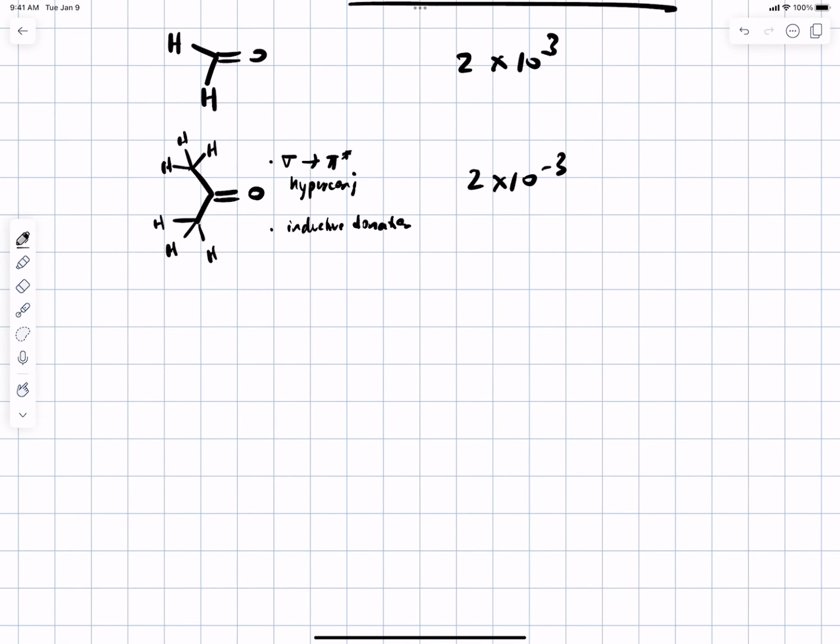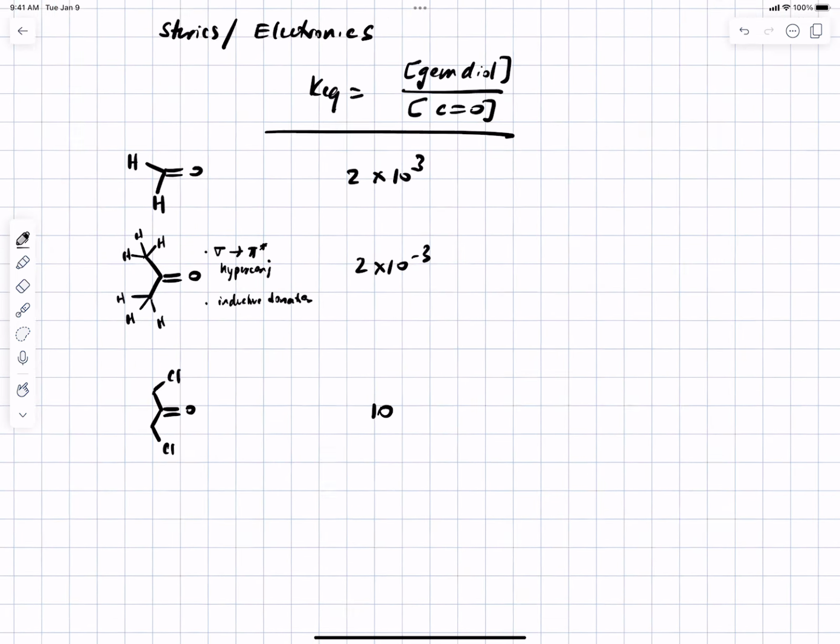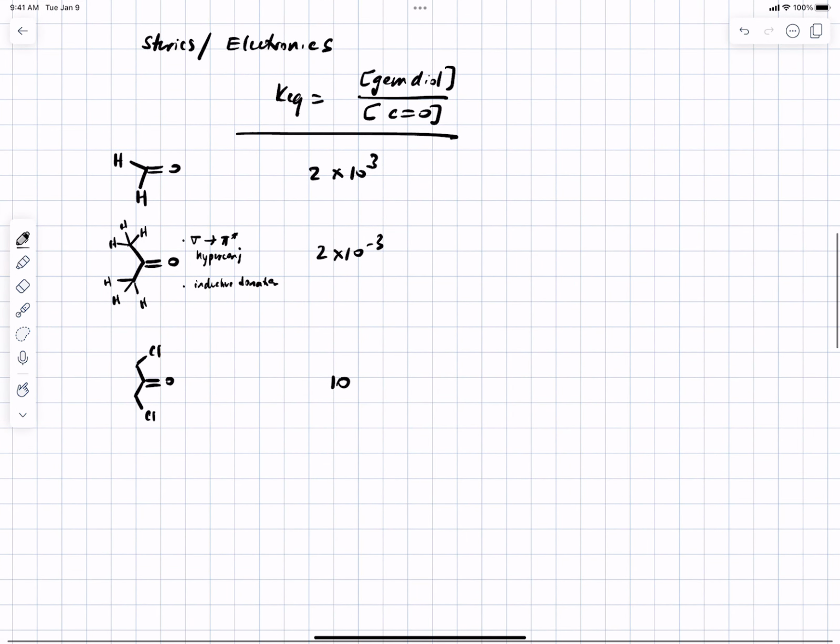Of course, we can play around with these sort of cute effects all day. We can add electron withdrawing groups, and then that's going to bump up the equilibrium constant again. Why? Because of inductive withdrawal of those chloro groups. So there are other comparisons we could make, I think, but that sort of gets the point.